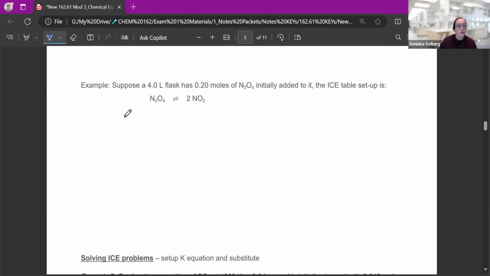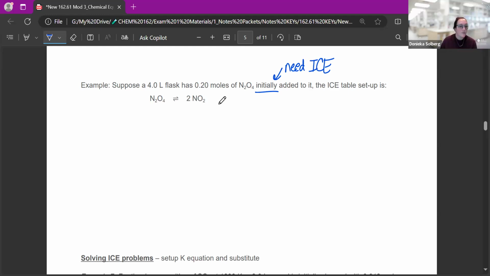Okay, so this is a really good key example. Suppose I've got a 4-liter flask that has 0.2 moles of N2O4 initially added to it. So this is not an equilibrium. Now, if I had the equilibrium values of this and this, I could plug it into K, but I don't. So this is how we set up an ICE table. This initial thing tells me I need ICE. The fact that I don't have equilibrium concentrations, I don't have K, tells me I need to set up an ICE table.